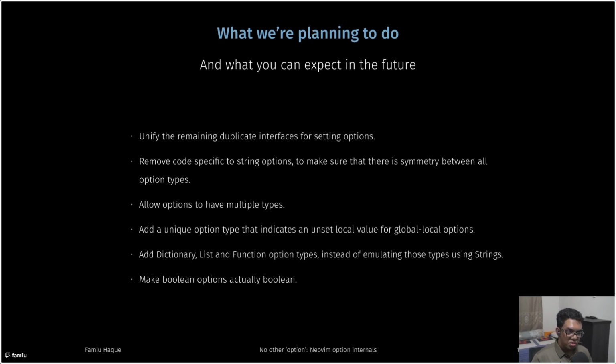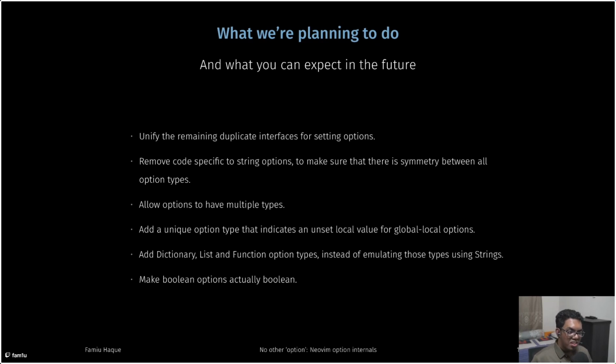This is the most interesting one in my opinion. I want to allow options to have multiple types. So right now an option can only have a single type. The problem with that is, remember when I talked about unset values for options? That can't be done if we only have a single type. So this ties right into the next point, which is to add a unique option type that indicates an unset local value for global local options. Do you see where this is moving?